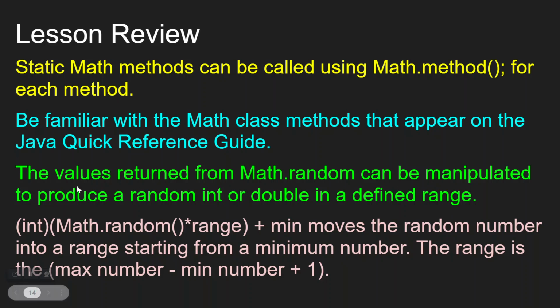And then just remember that (int) Math.random() * range + min moves the random number into a range starting from that minimum number. And the range is always the maximum number minus the minimum number plus 1. That'll always give you this number right here.